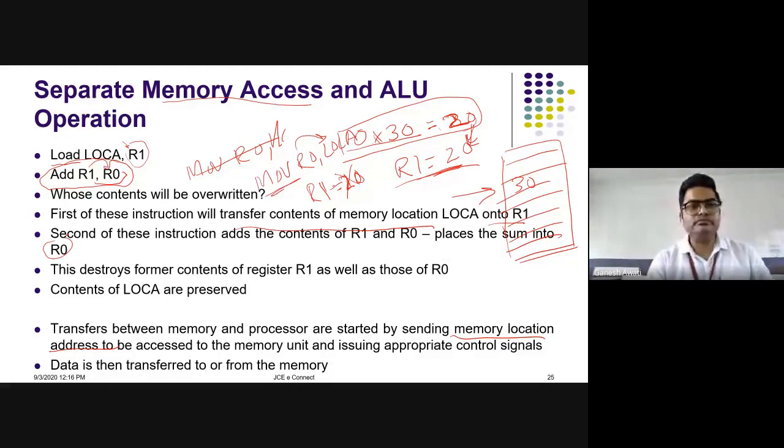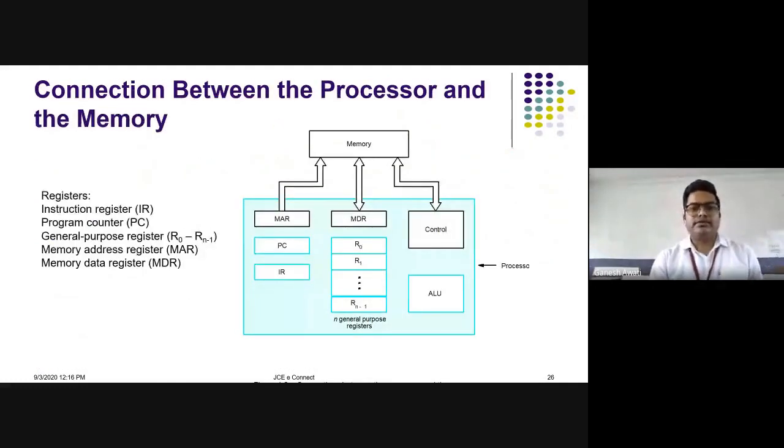Let's see how it is. As we know, our processor will have only the ALU, the control unit, and some registers. Memory will be outside, separately located. Now, how are the processor and the memory connected? Previously we have seen only the blocks, but how they are connected is what we need to discuss.